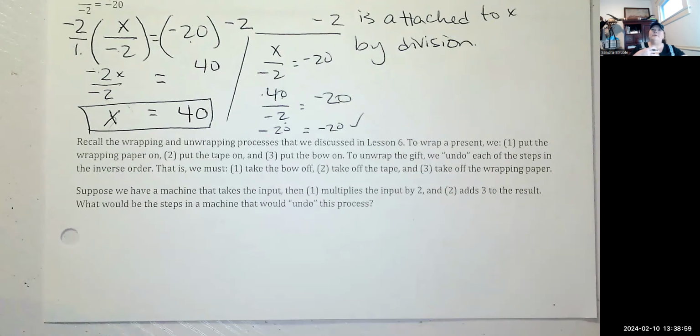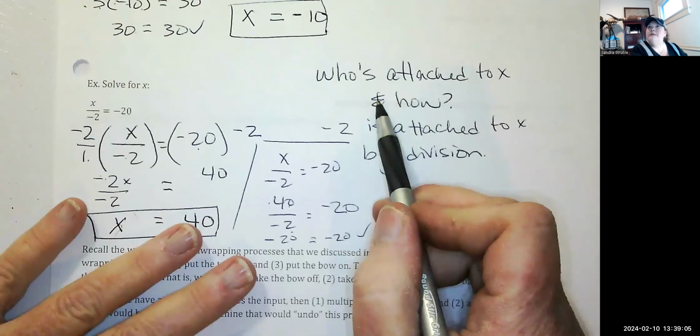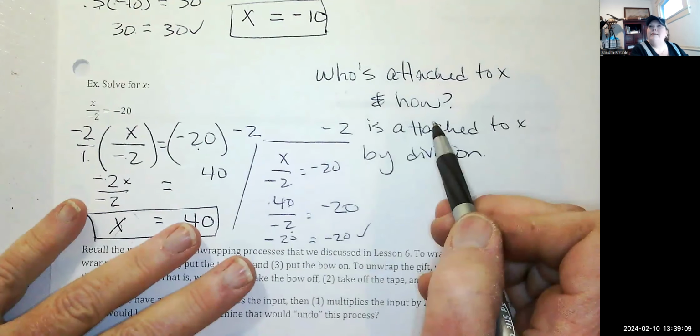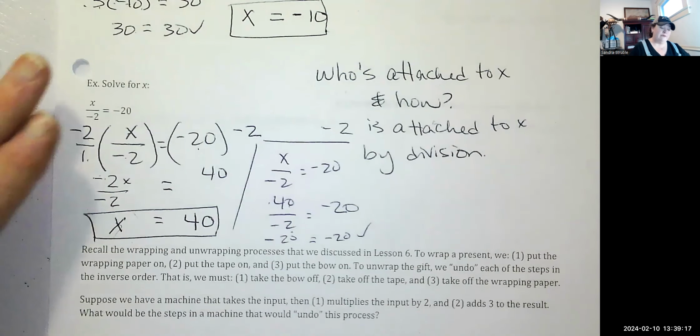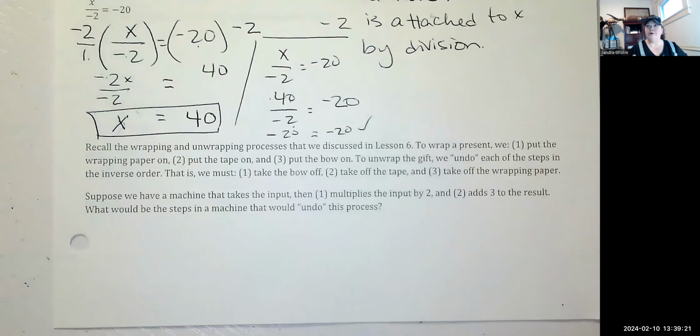So instead of saying the wrapping stuff, for me, this is exactly what I'm saying. Who's attached to X and how? That's what you need to know so that you know who to get rid of and how, by doing the opposite or the inverse of them. But please feel free to pause and read this or look at it on your notes. If it makes sense to you, keep going with that.